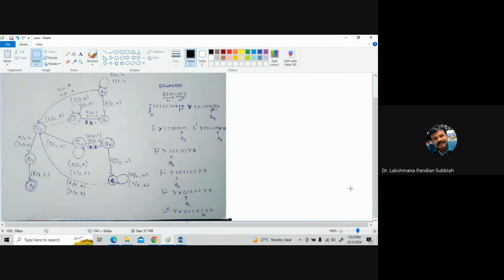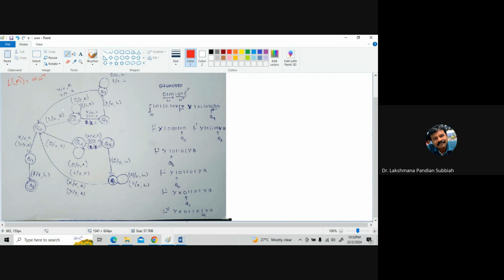In this video, we are going to see how to design a Turing machine for the language WWR. The language of that machine is WWR, where W is 0101, then the reverse of W, 1010.